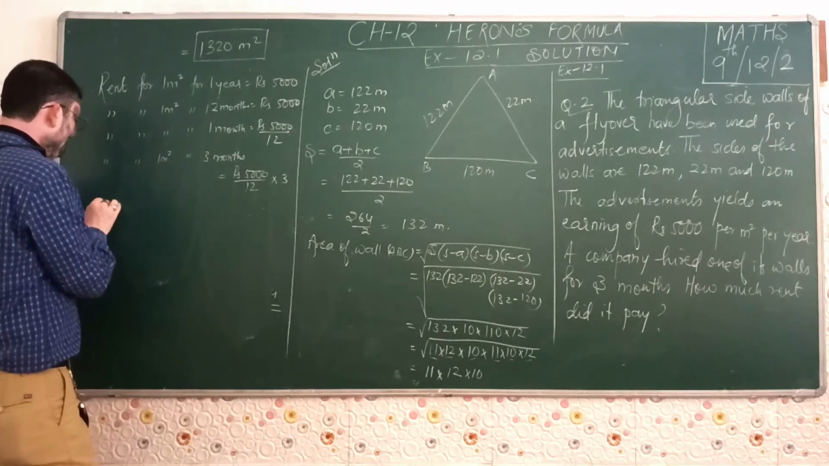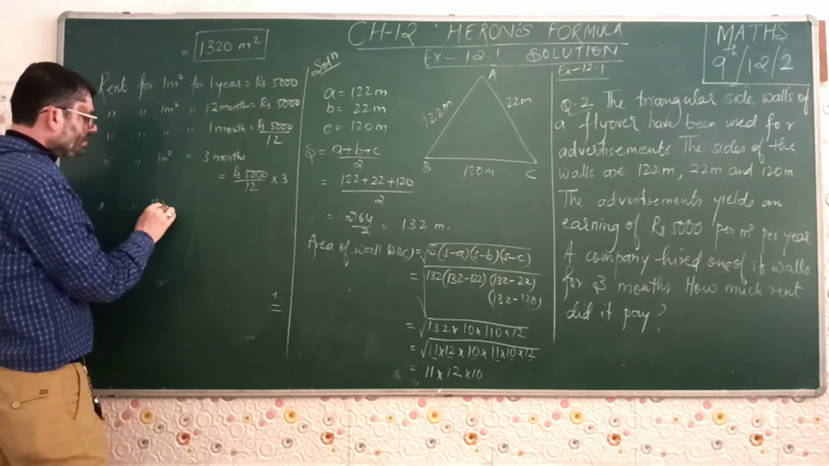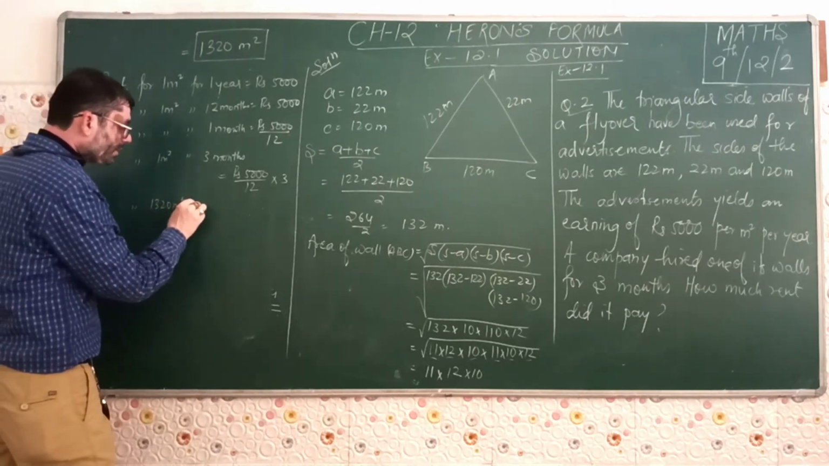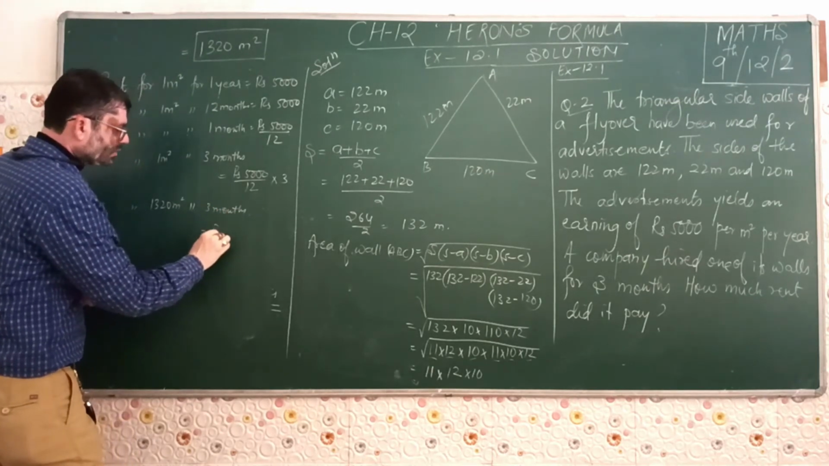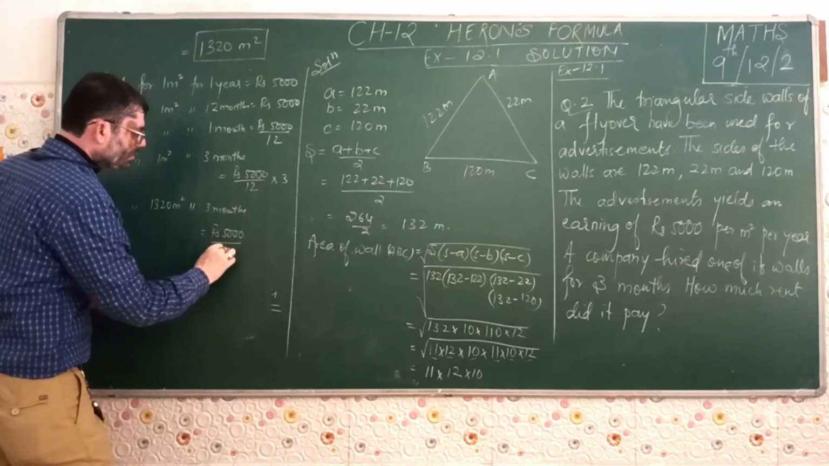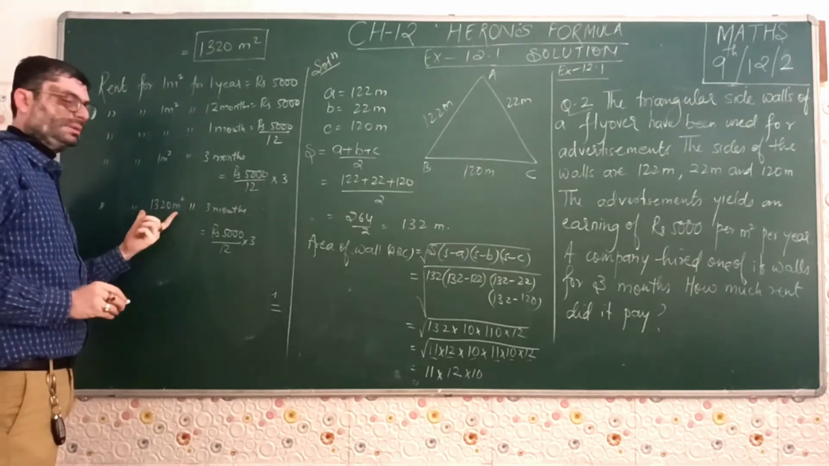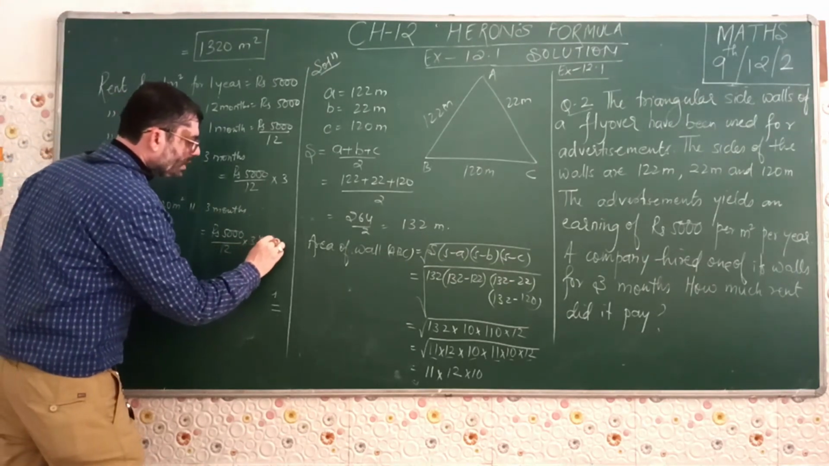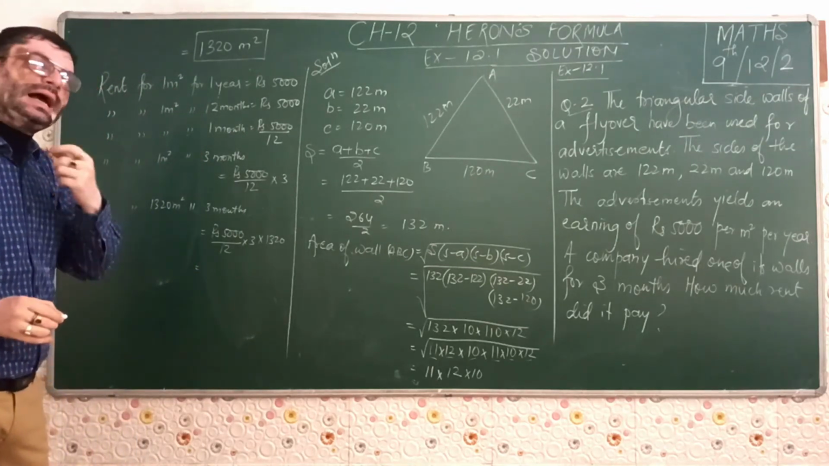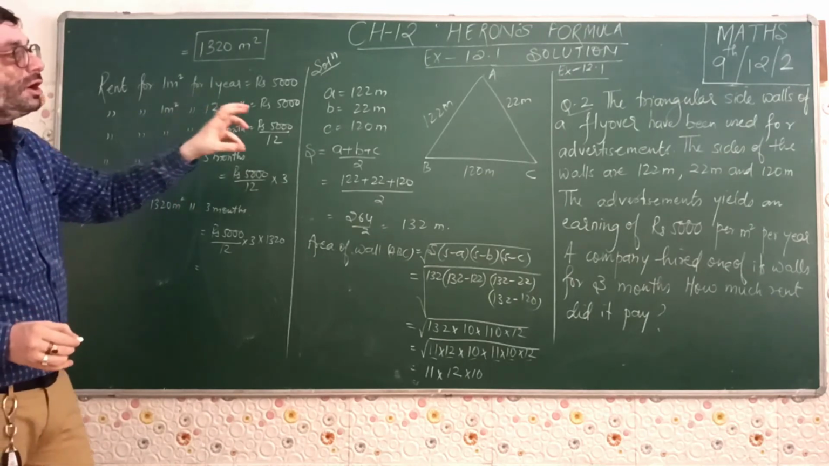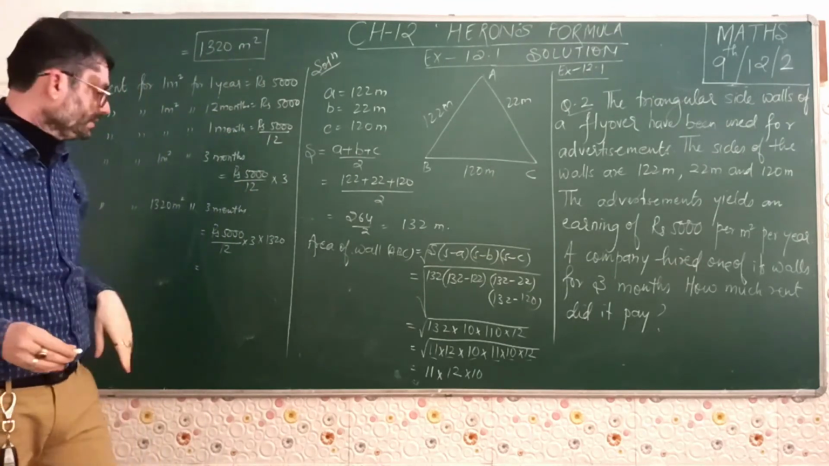And now finally rent for how many meter square it was using? That is 1320 meter square for 3 months, and this can be written as rupees 5,000 upon 12 into 3. This was for 3 months for 1 meter square. Now the total meter square is 1320, so into 1320. On solving and simplifying, we will get the total cost the company has to pay for advertisement for a wall of 1320 meter square taken for 3 months.